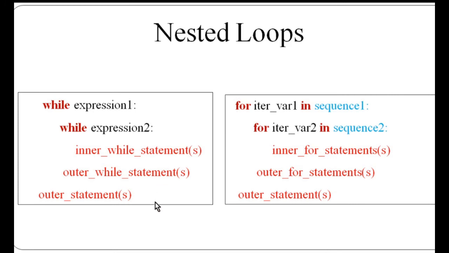You can also have nested loops like this. We can nest a while inside another while. Similarly, a for with another for. You can also combine while and for. Any loops can be nested provided the statements are properly indented.